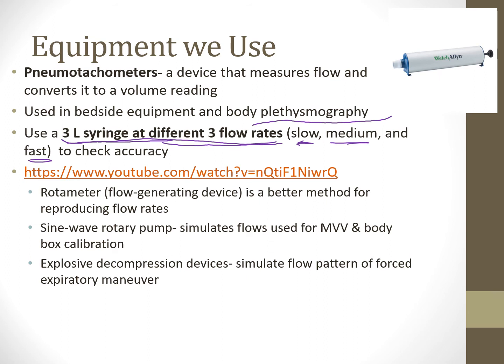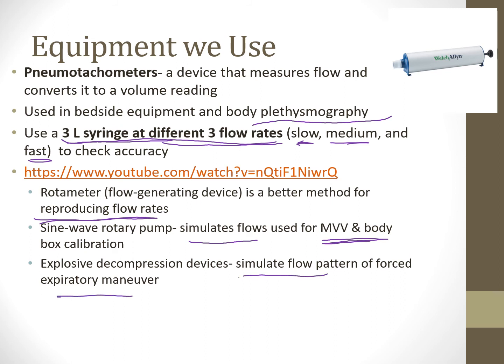There are other ways to calibrate the equipment. You can use a rotameter. This is a flow generating device, and it makes flows very reproducible compared to us just using the super syringe. There's the sine wave rotary pump, which also simulates flows. This one is used for the body box and MVV calibration, so this is not something you would use on the bedside equipment. It's something you would use in the pulmonary function lab. And there's something also called an explosive decompression device that also simulates flows in a forced maneuver.